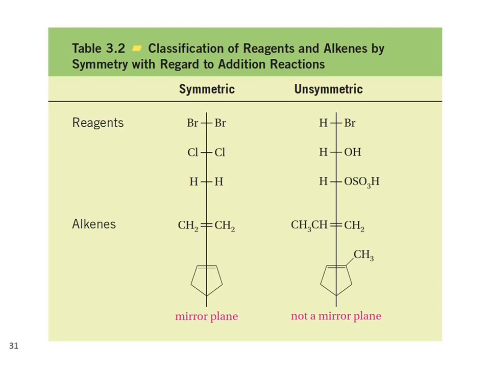Here's a table showing you these different reagents and alkenes. And when we say something is symmetric, we mean there's a plane of symmetry. So if we go between the bromine and the bromine, we see they're the same on both sides. This double bond here is symmetric. The carbons have the same things attached to them on both sides. Over here we have examples of unsymmetric things. Through the double bond is what we're interested in for the alkene, and the hydrogen and whatever's on the other side is what we're looking at for the reagents there.